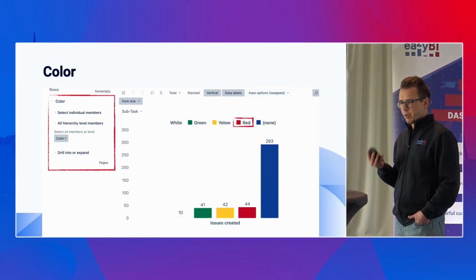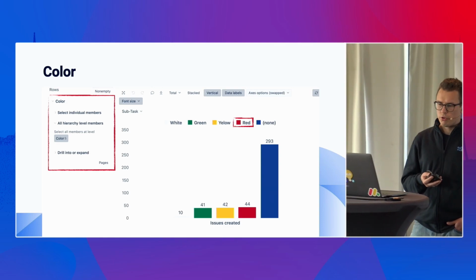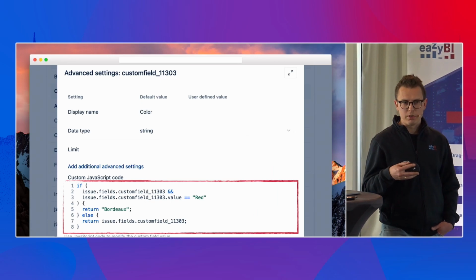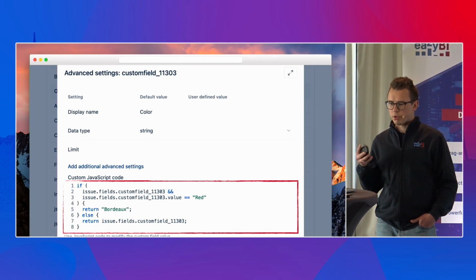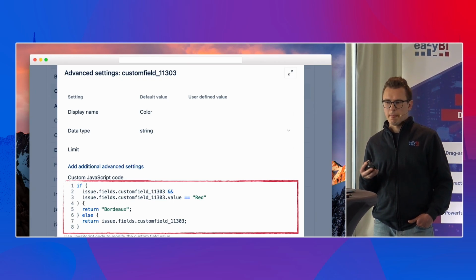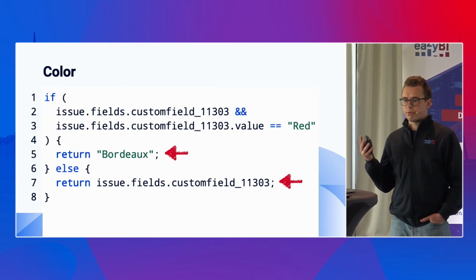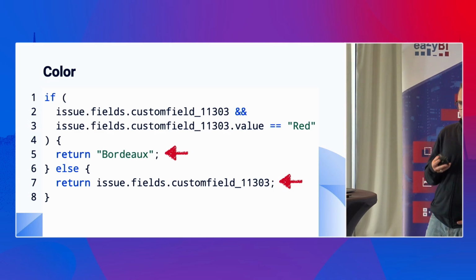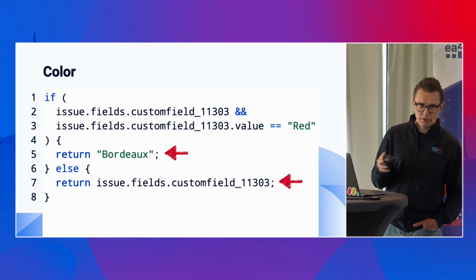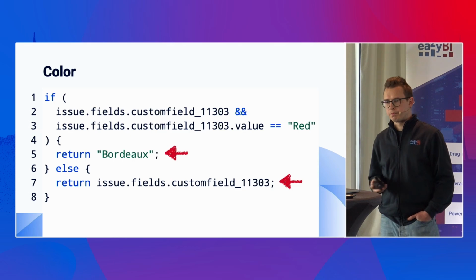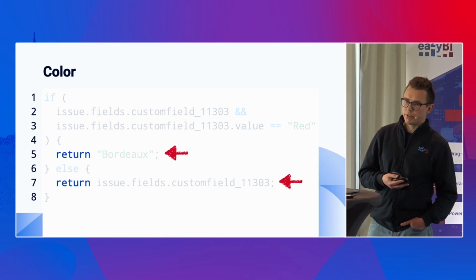It is imported as a dimension, and it has this value red, which I want to change. We go straight to the eazyBI import options, select the custom field import options, and go straight to the custom JavaScript code. Let's enable the infamous CSI zoom. And in the lines from 1 to 4, we look if the field has a value. If it's red, we change it to Bordeaux in line 5. And for any other value, we return the original value. And the return statement is used to assign the value to the field.